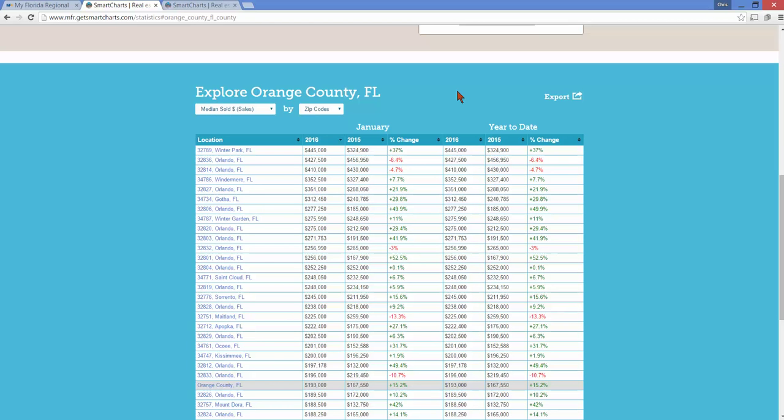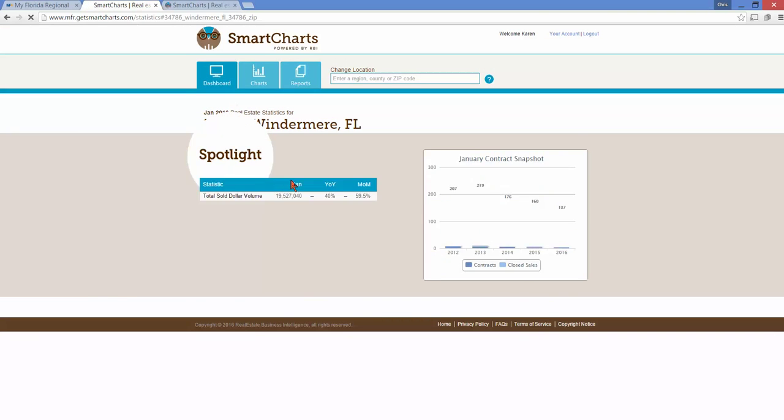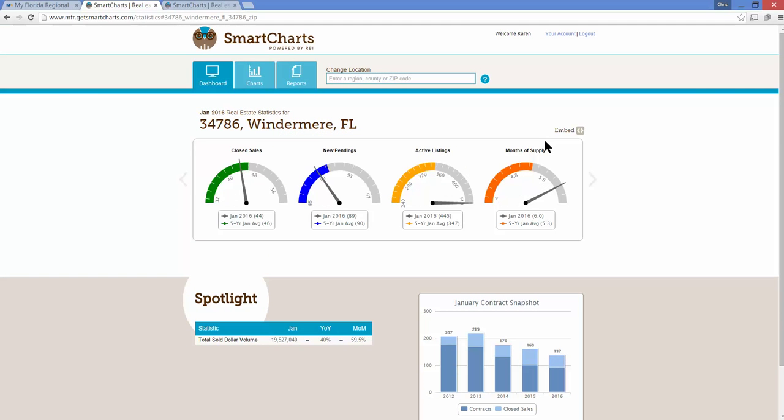So I can start to really zoom in on particular zip codes. If I'm looking for the zip code with the highest median price, or the zip code with the highest number of new listings, or the highest number of sold listings or new pendings, I can do that from here. So let's go ahead. I'm going to choose zip code 34786 in Windermere. And let's see what I have here.